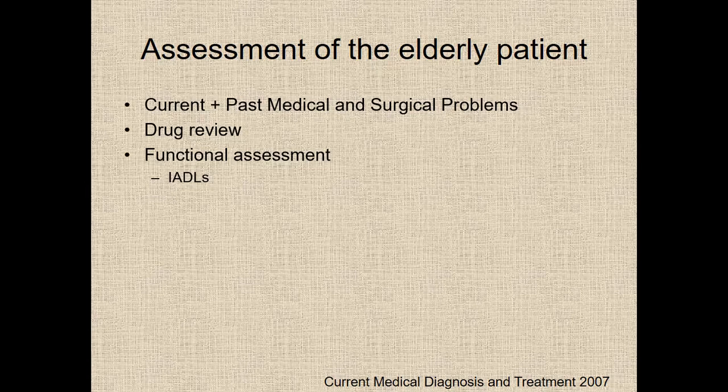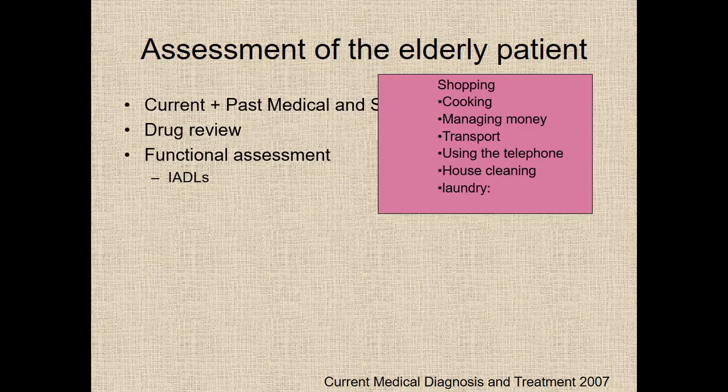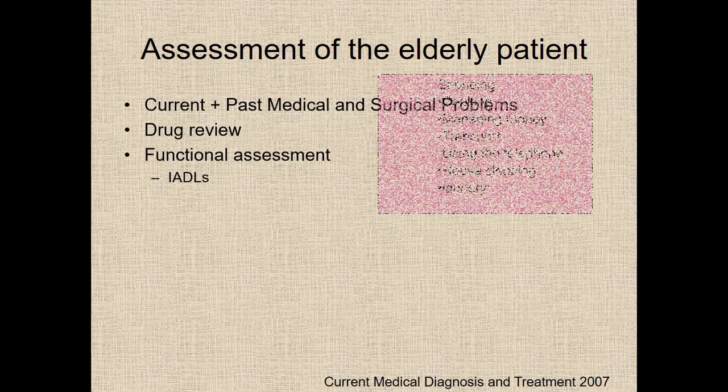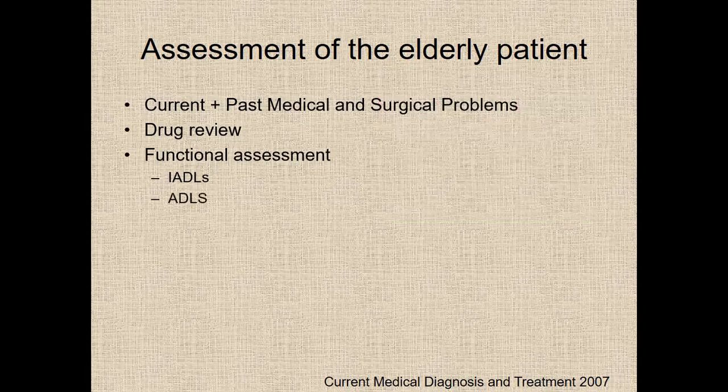For the functional assessment, how do we do it? We do it in two parameters. One is IADLs and the other is ADLs. What are IADLs? IADLs are about outdoor activities like shopping, cooking, managing money, transport, using the telephone, house cleaning, laundry. These are all activities that you can do as an outdoor activity. So you need to ask the geriatric patient whether he or she is able to do that, or requires support or dependency.